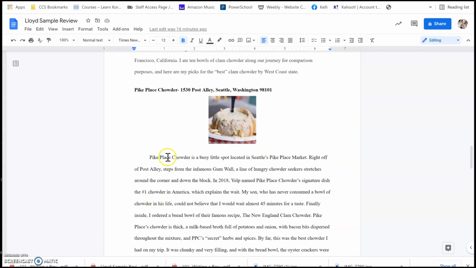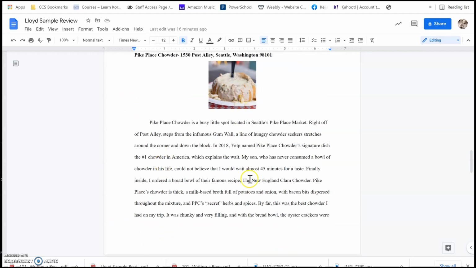And so I start off that restaurant by talking about where it's located. I said that it's a busy spot in Seattle's Pike Place Market, and I do this because, number one, I'm assuming that maybe if my reader is ever in that part of the country and they're looking for a place to eat, they may check this place out.